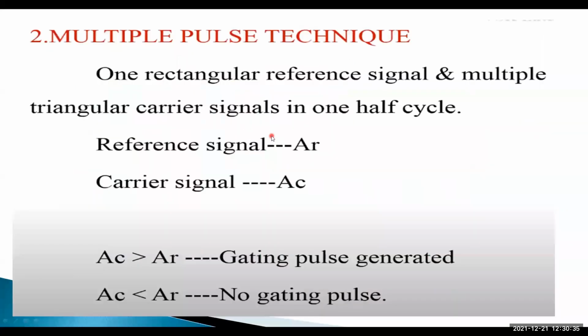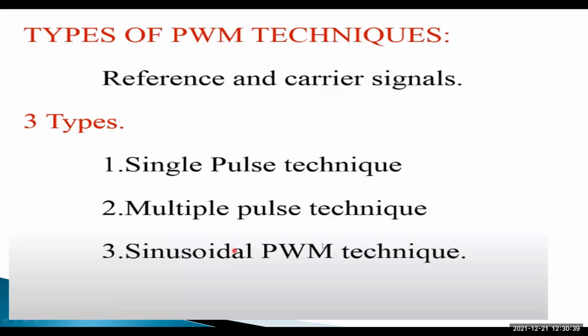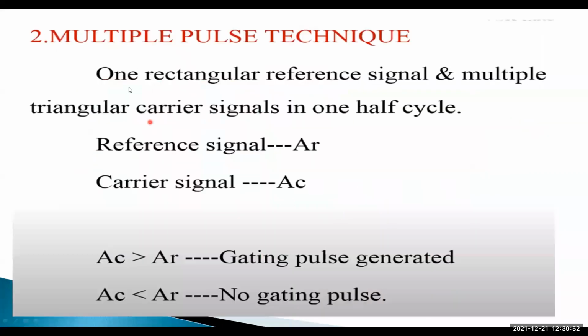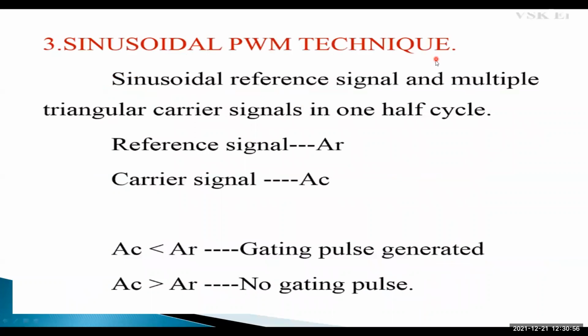This drawback can be overcome by using the last one, called the sinusoidal pulse width modulation technique. By using the sinusoidal pulse width modulation technique, we overcome the drawbacks of the single pulse technique and the multiple pulse technique. So in the sinusoidal PWM technique, here there is a different concept.